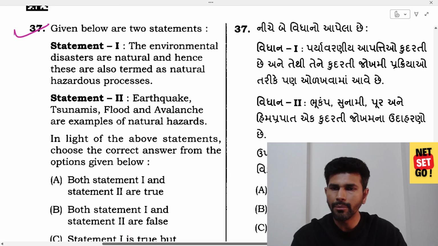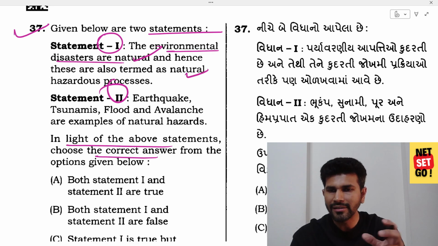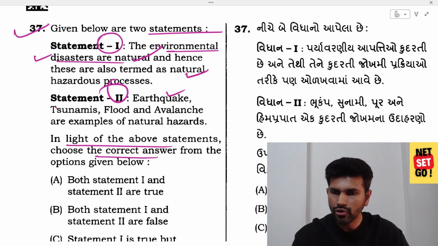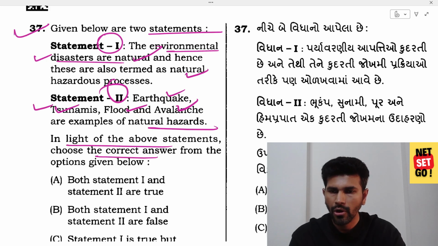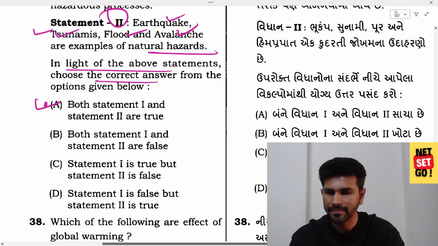Next, given below are two statements, statement 1 and 2. In light of above statements, choose the correct answer from the given options. Statement 1. The environmental disasters are natural and hence these are also termed as natural hazardous process. Statement 2. Earthquake, tsunami, flood and avalanche are examples of natural hazards. Option statement 1 and 2 both are true. So option A is correct answer.